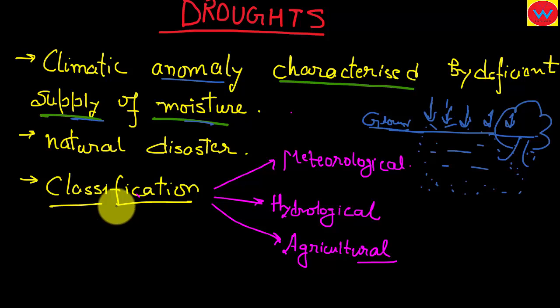We will look at classification, then we will see what are the drought mitigation techniques and how we are dealing with such situations and how we can prevent occurrence of drought.